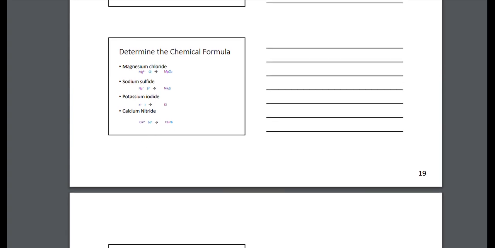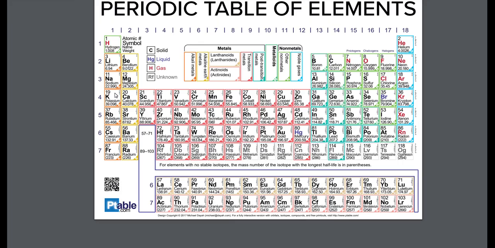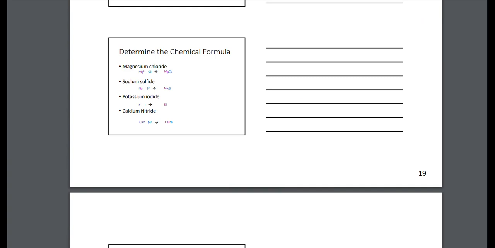For the potassium iodide, potassium always has a positive 1, right? It's right here. And iodide is down here, so it's a negative 1. So when it comes to potassium iodide, it's KI, okay? Because you have 1 positive charge and 1 negative charge. They're happy together. You don't need more of the iodide, because the negative and positive charge cancel each other out.